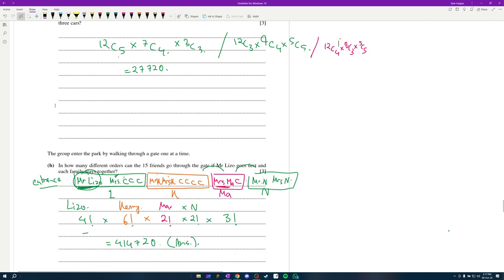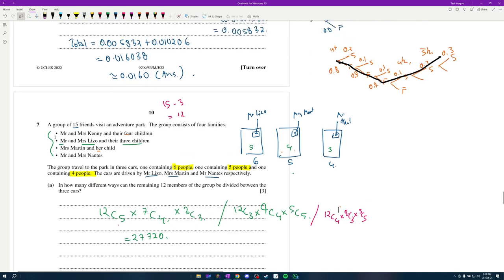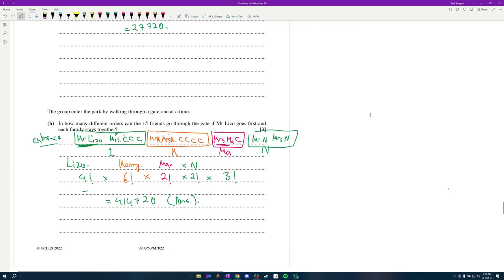Next, the group entered the park by walking through a gate one at a time. In how many different orders can the 15 friends go through the gate if Mr. Lizzo goes first and each family stays together? Okay. So Mr. Lizzo will go first. This is the entrance. And in the Lizzo family, we have Mrs. Lizzo and 3 children. So Mr. Lizzo is the first man. So for the other 4, you have 4 factorial.